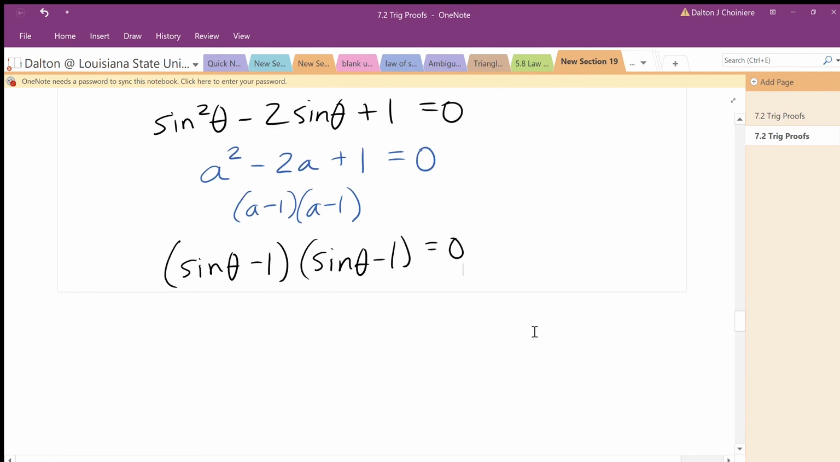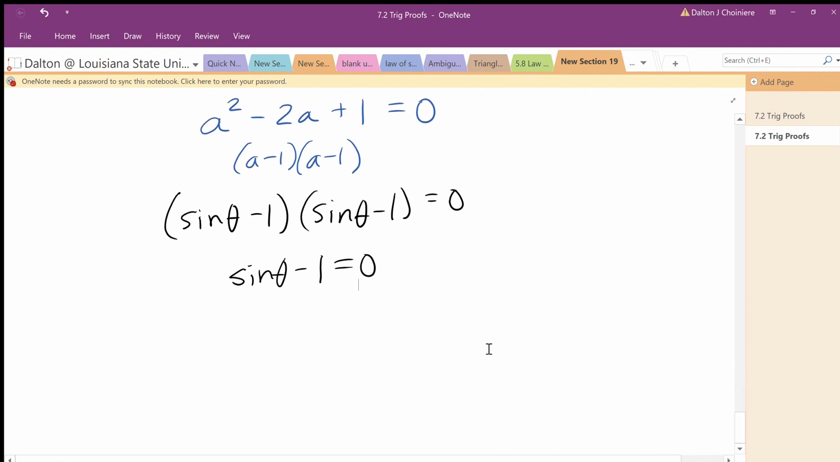And then I'm trying to get it into a trig function is equal to one number. So then if I actually solve these, now both of them are the same, right? So I can literally just set one of them equal to 0. So then what is my final answer? Sine of theta is equal to 1. Fabulous.